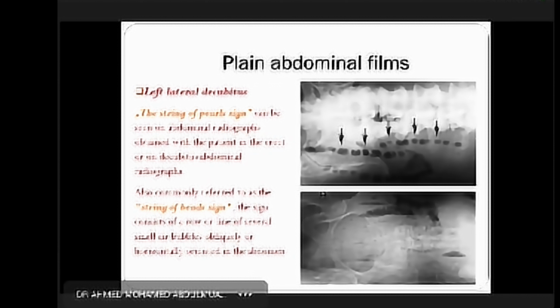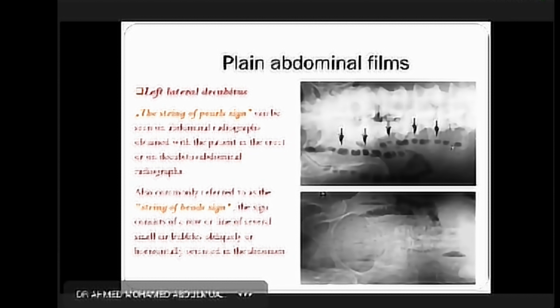This is an example of left lateral decubitus. In a small bowel obstruction, especially if the small bowel is fluid filled and dilated, we see the string of beads, or string of beers, the other name. String of beads is seen when the small bowel is dilated and fluid filled. Imagine this is the upper wall of the bowel and this is the lower wall. It is fluid filled and the air goes up and is trapped between the valvulae conniventes.